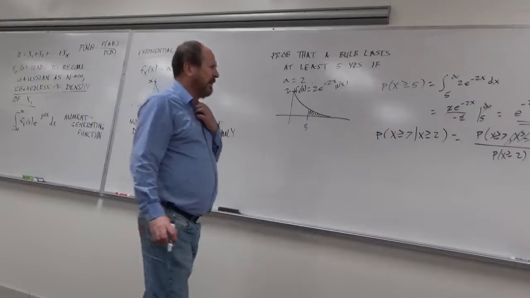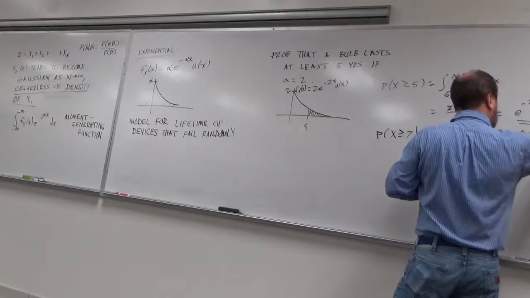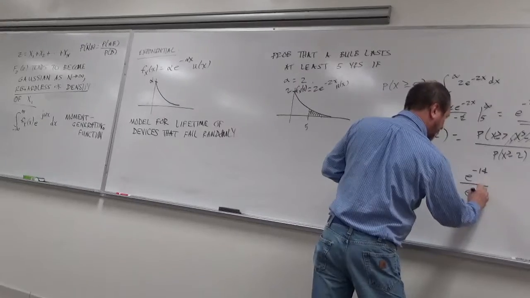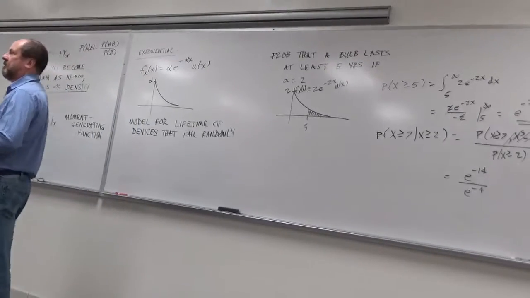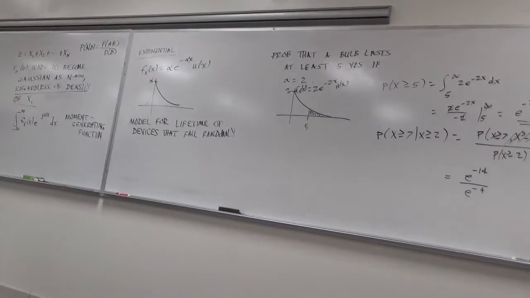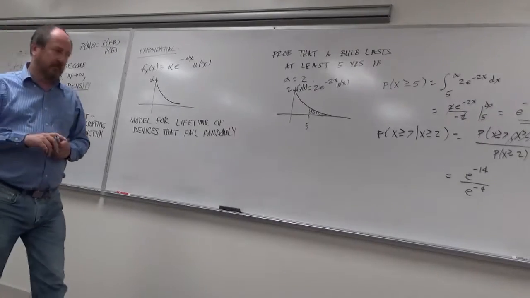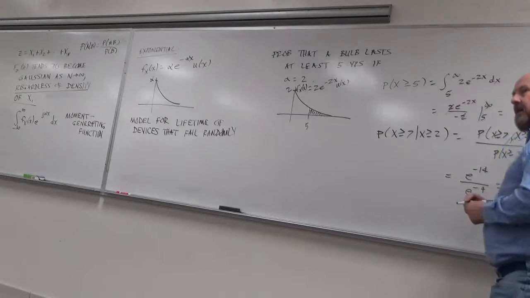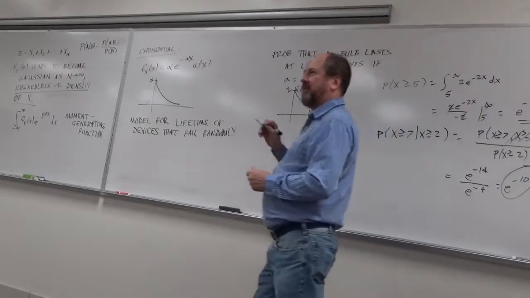And I should be able to plug in some numbers here. Let's see, if that one turned out to be e to the minus 10, this one should be e to the negative 14 over e to the negative 4. Do y'all see where that comes from? Or you can just do the integral. It's not difficult. Anybody want to simplify that last answer? Because that last answer is very interesting to me. What is it? E to the negative 10? It's the same as before. Look at that. It's not a coincidence. Same answer.